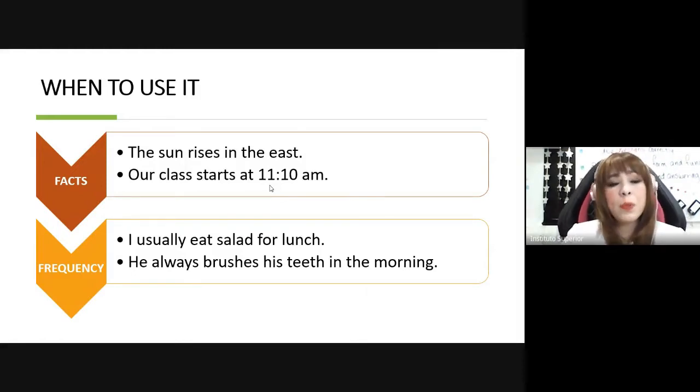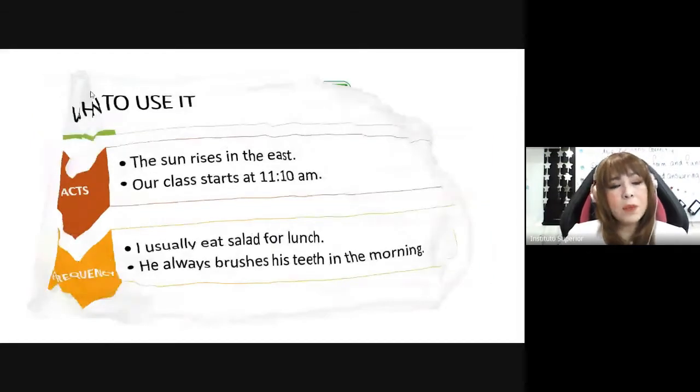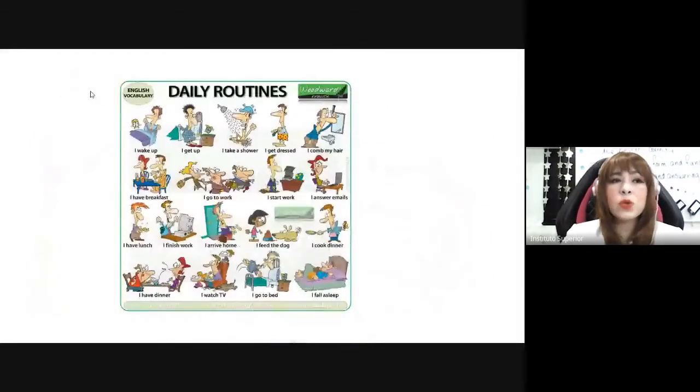Also, we use simple present tense when we talk about frequency. I usually eat salad for lunch. He usually or he always brushes his teeth in the morning. And here we see that we combine the simple present tense with the frequency adverb. As I mentioned before, most of the time we use simple present tense when we talk about daily routines. And here we have some examples.